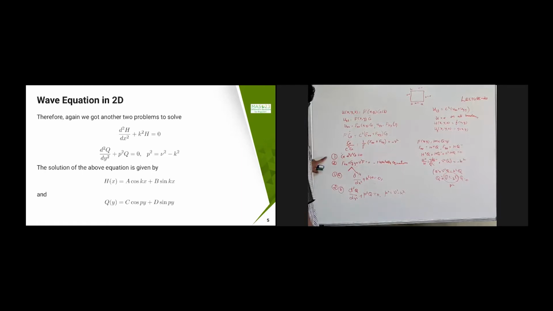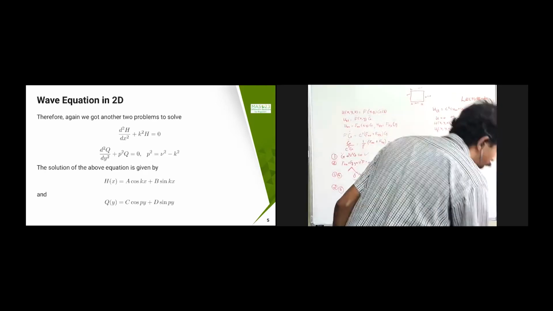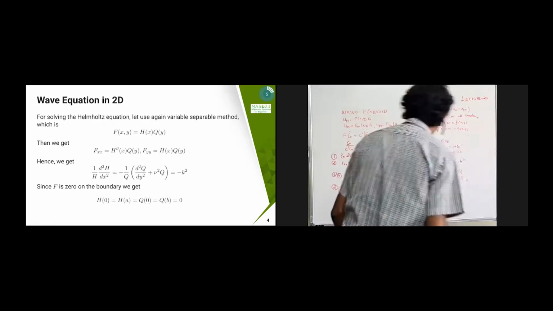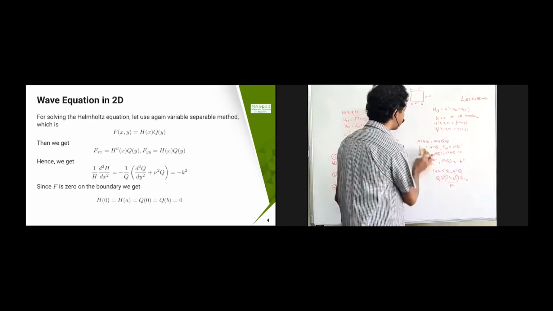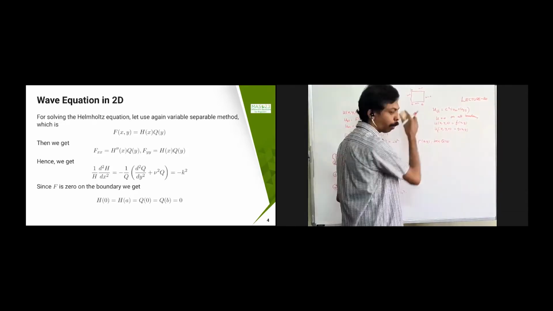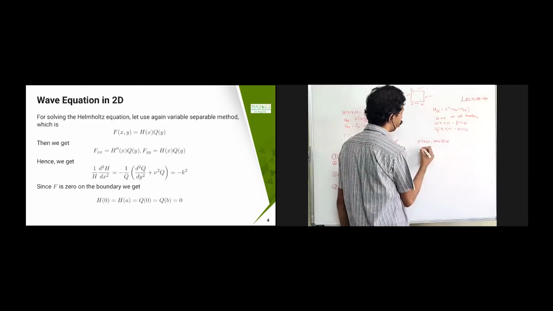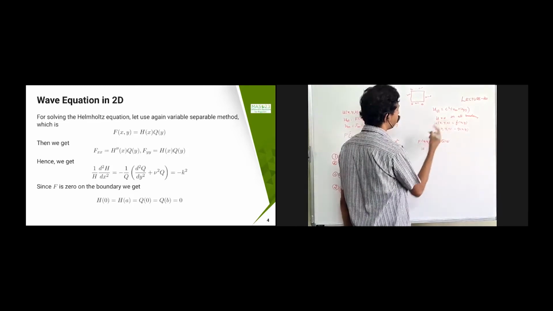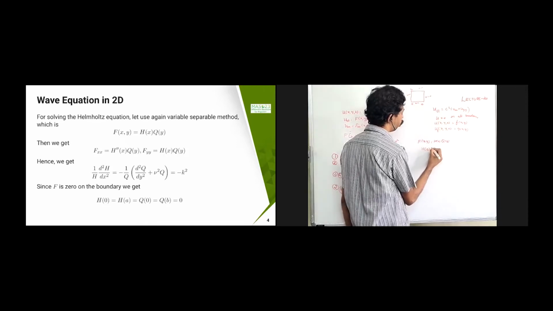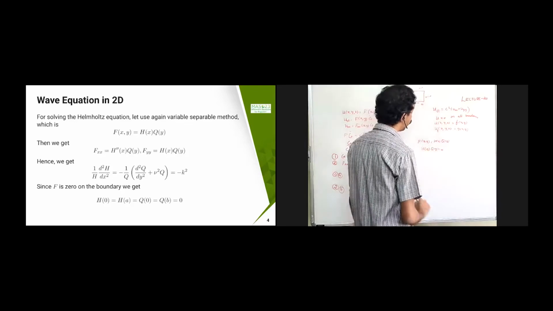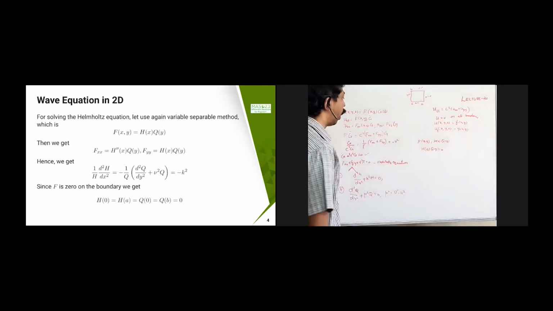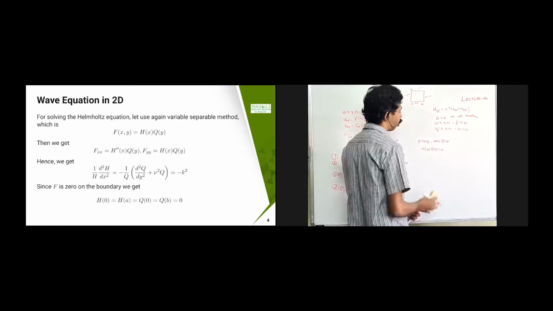So therefore I have now three equations. One is g double dash plus u square g, second is this one, and third is this one. Now if you come to the boundary condition, once again you can do the same logic. You have f of x comma y equal to h of x into q of y. On the boundary I can apply that, so you are going to get h of 0 into q of y equal to 0, because u equal to 0 there. Therefore, q of y is not equal to 0, so you are going to get h equal to 0.